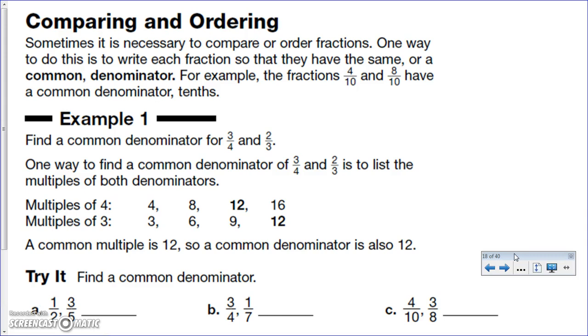So for example 1, we need to find a common denominator for 3/4 and 2/3. One way to do this is to list the multiples of both denominators. So we listed out multiples of 4, so we have 4, 8, 12, and 16, and multiples of 3, 3, 6, 9, and 12. So the lowest common multiple is 12, so a good denominator to use would be 12 because it's the lowest common denominator.